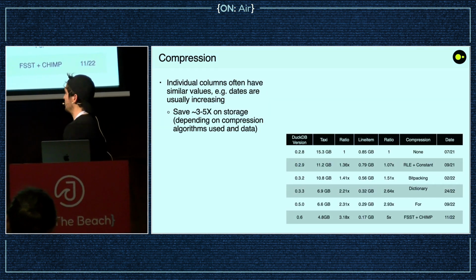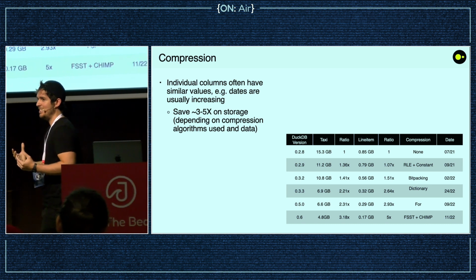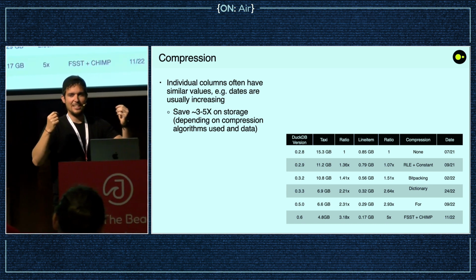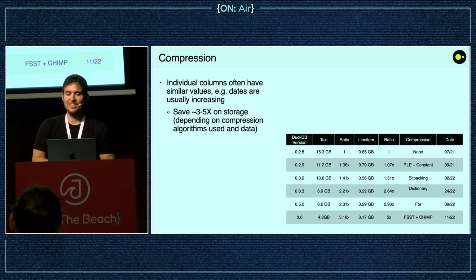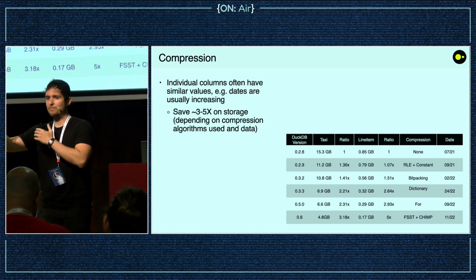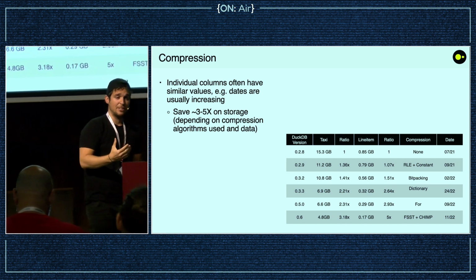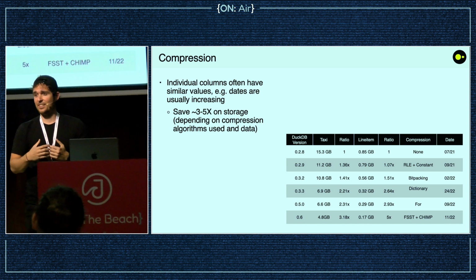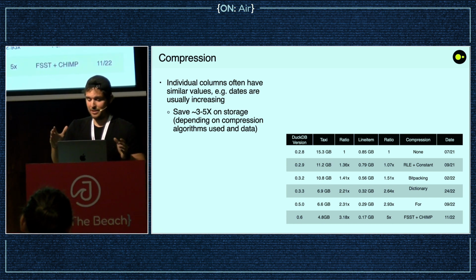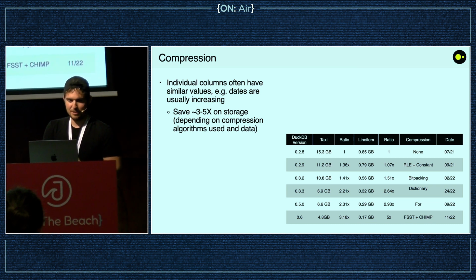And the nice thing about column storage is that when you're storing individual columns sequentially, you have the benefit that they tend to have similar values. For example, when you're storing dates, it turns out that dates are usually in increasing order. That's quite cool because it allows you to apply compression algorithms that will reduce this throughput, that will reduce the cost of accessing this data even further.